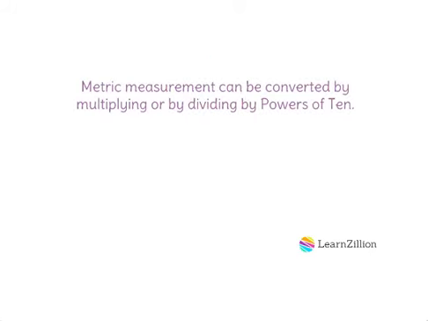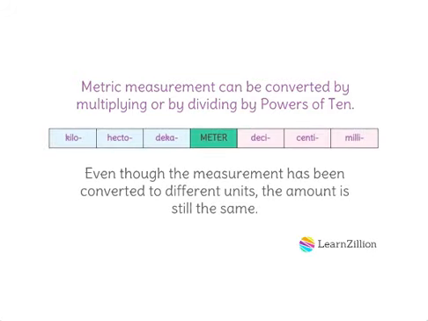Metric measurement can be converted by multiplying or by dividing by powers of 10. Even though the measurement has been converted to different units, the amount is still the same.